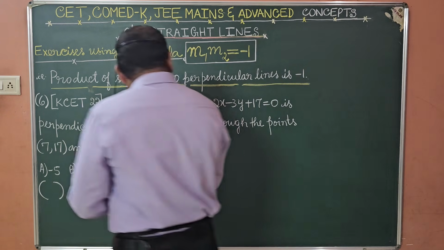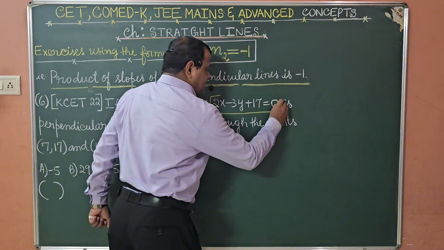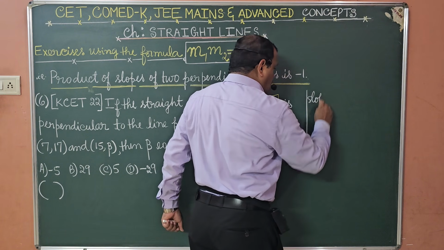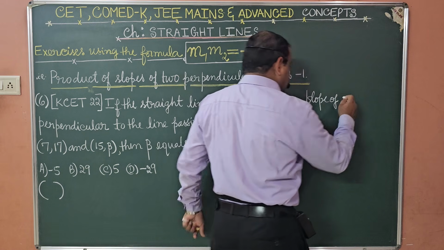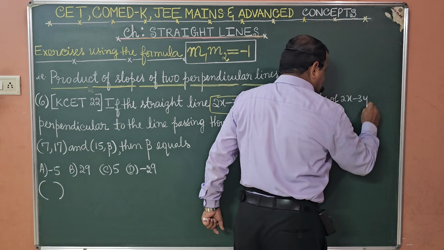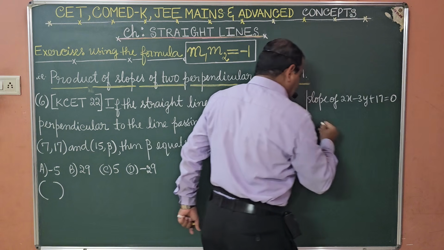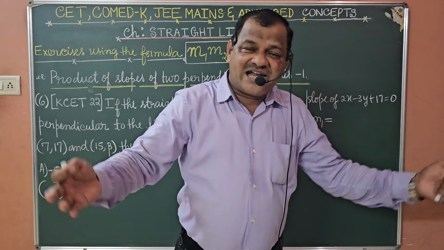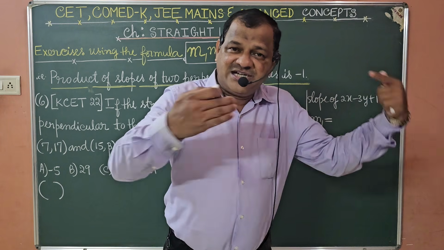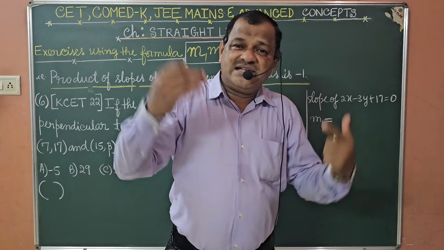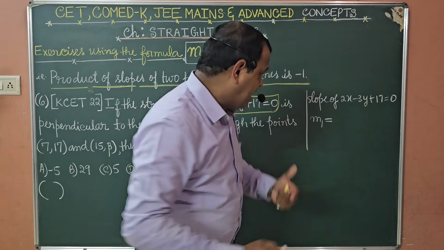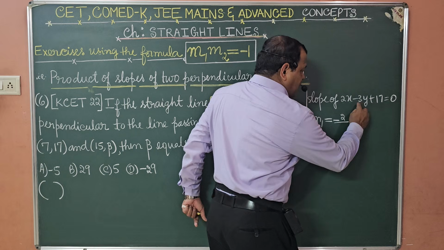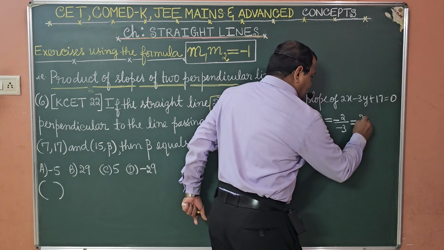So first of all, dear students, I will find the slope of this line. First of all, I need the slope of the line 2x minus 3y plus 17 is equal to 0, and this slope I will call m1. All of you know the slope of a line which is given in standard, general form, as I already explained in the same video, is equal to minus a by b: minus coefficient of x divided by coefficient of y. So minus coefficient of x, 2, divided by coefficient of y, minus 3. Therefore, m1 I will get 2 by 3.